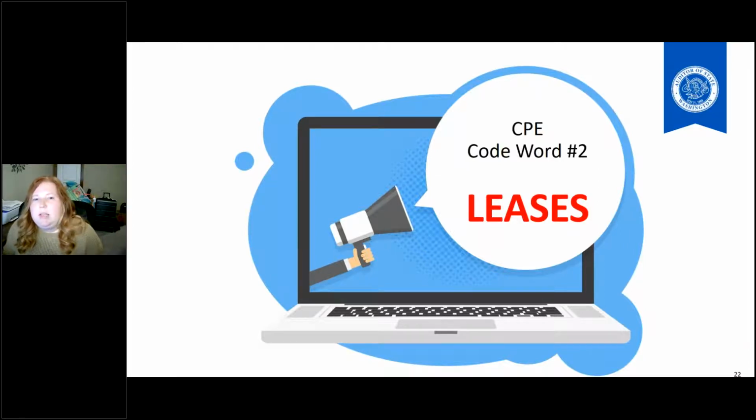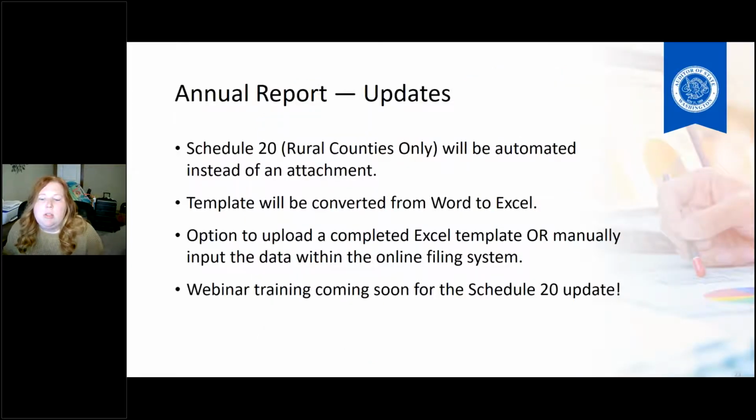All right, now this update is related to Schedule 20, which is only applicable for rural counties. This update was requested by the legislature to improve and streamline how we are collecting this data. Really, the only change is that we're converting the template from a Word document into Excel, and it's going to be uploaded into the filing system, really similar to the other schedules that you probably file, like the 09, 15, 16, etc. And the content of the schedule is not changing. It's just the way that we collect it.